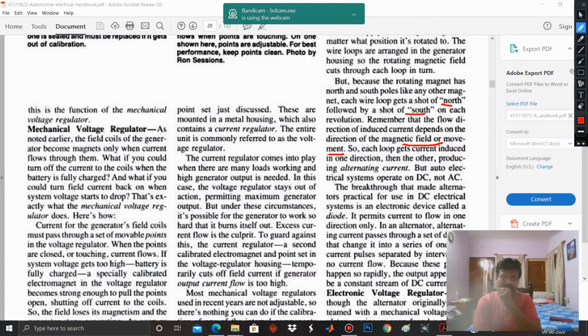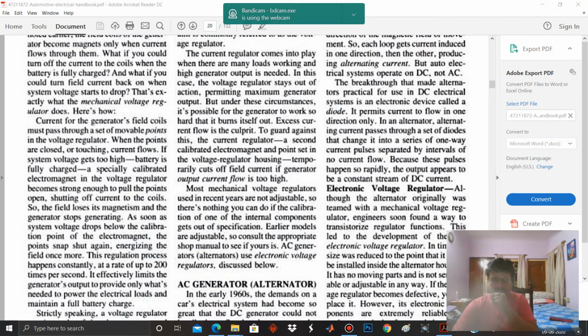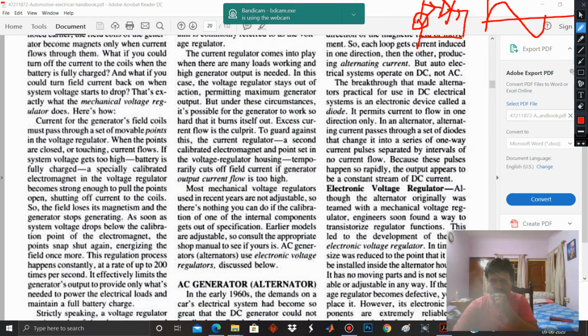But automobile electrical systems operate on DC, not AC. You have to remember this. The breakthrough that made the alternator practical for use with the DC electrical system was an electronic device called a diode. If you have an AC input, the diode will only pass unidirectional current. Suppose you have the input like this, the output will be only this, and the negative cycle will not be there. That is called rectification. This is a revolutionary device, very simple but very impactful, giving you unidirectional power, and that's why a diode is very, very important.